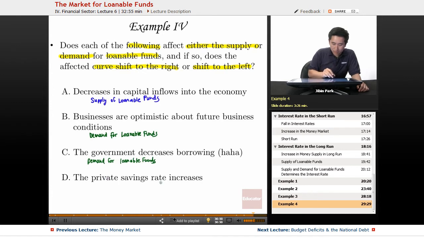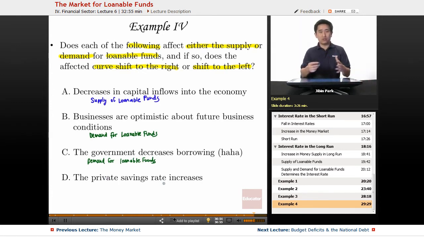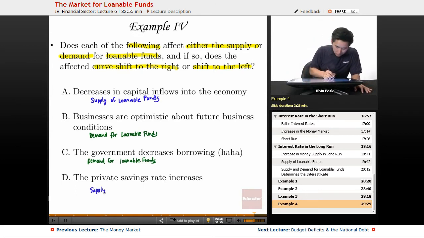And then finally, the private savings rate increases. Again, this is a supply issue because that's going to alter the supply of loanable funds. So the correct answer here is supply of loanable funds.